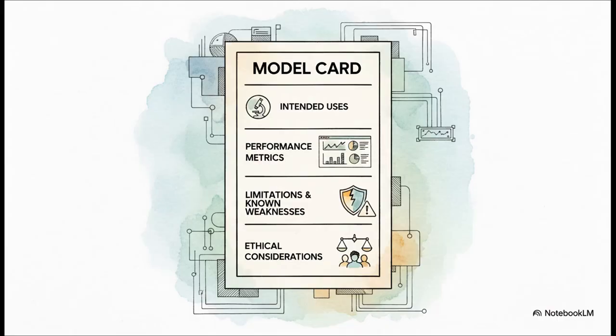So what's actually on this label? Well, it clearly states the model's intended uses. What was it built to do? It details its performance metrics, and that includes how well it performs for different groups of people. And crucially, it lists its limitations and its known weaknesses. And it flags the key ethical issues everyone should be aware of before they use it.